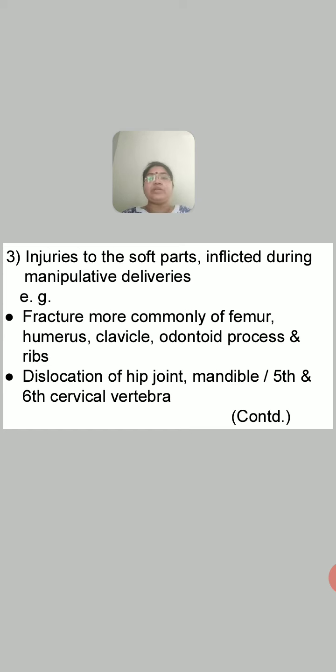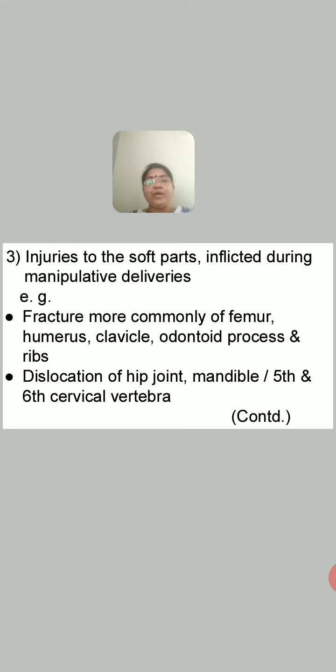Next is injuries to the soft parts inflicted during manipulative deliveries. Whenever there is manipulative delivery, when the delivery is not spontaneous or natural, there may be injuries to the soft parts, and that will increase the fetal risk. Now what kind of injuries are possible? For example, fractures, more commonly of the femur, humerus, clavicle, odontoid process and ribs. Fractures of these parts may lead to fetal damage.